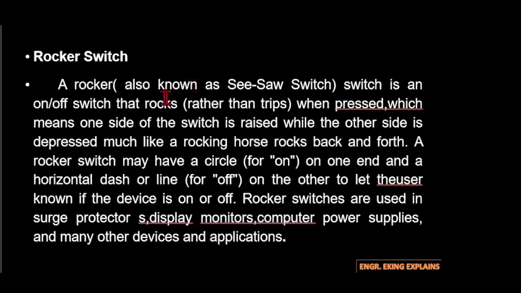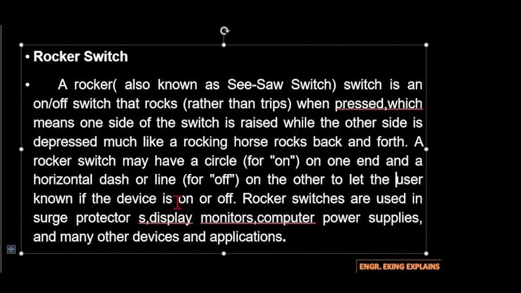The only difference is its button or mechanism is like a seesaw. When pressed, one side of the switch is raised while the other side is depressed, much like a rocking horse rocking back and forth. A rocker switch may have a circle on one end for on and a horizontal dash or line for off on the other, to let the user know if the device is on or off. Rocker switches are used in surge protectors, display monitors, computer power supplies, and many other devices and applications.